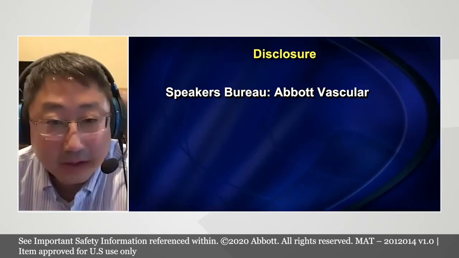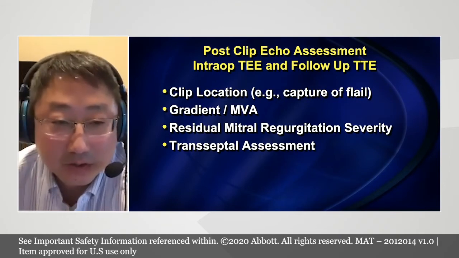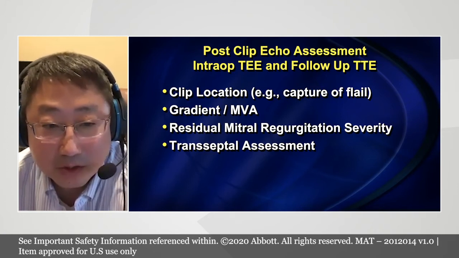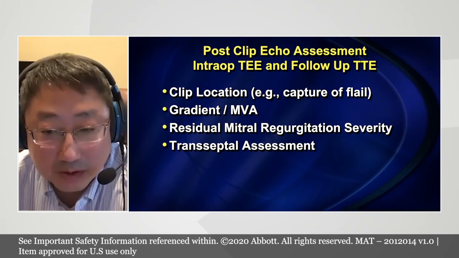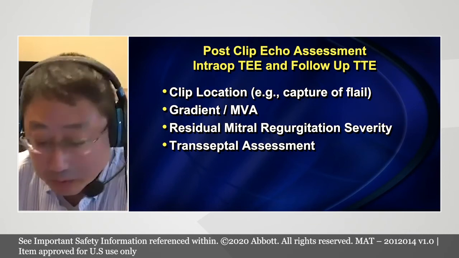So the clip's in. Everybody wants to leave the room, but before you can do that, we do need to check some things out. Here's my disclosure slide. So in addition to just the residual MR, there are several things you want to look at. The clip location. Did you actually place the clip where you intended? For example, if there was a flail segment, did you actually capture the flail? What's your residual gradient or mitral valve area? Of course, what is the residual mitral regurgitation severity? And also don't forget to take a look at the transseptal puncture site.